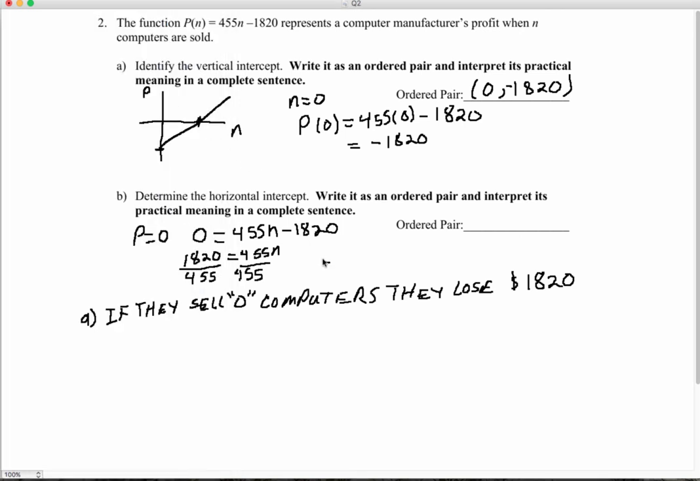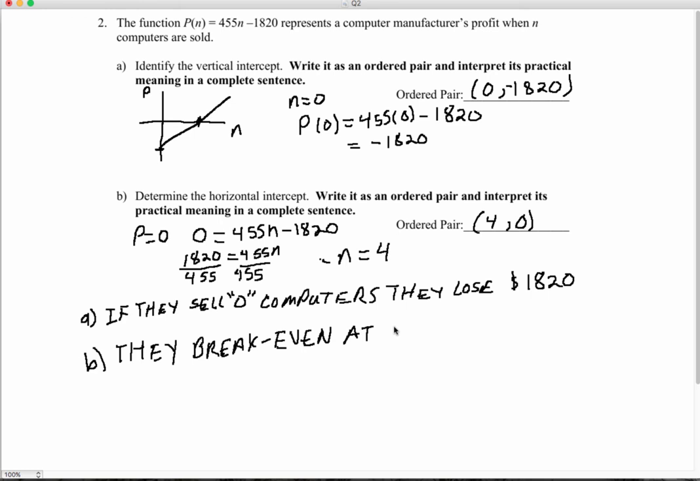So that tells me that in this case n would be equal to 4, so the ordered pair would be 4, 0. So for part B, they break even if they sell 4 computers. In other words, their profit is 0, which is the break-even point. It means they're not at a loss, but they haven't made any money yet. So they break even at 4 sold.